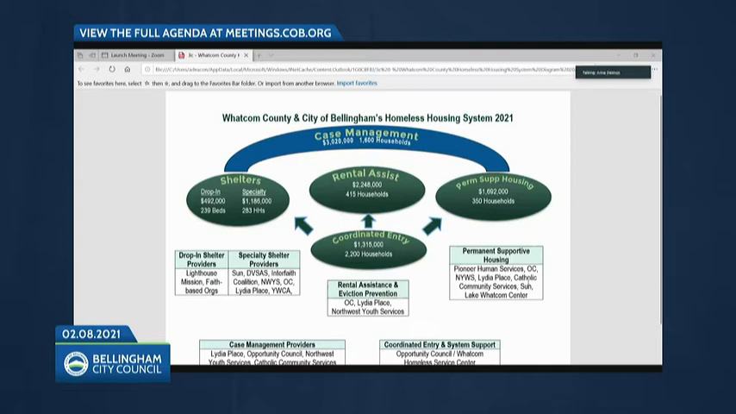We don't just give money to a household and expect them to get housing. It's just not that easy. As you know, the vacancy rate in this area is fairly low. And so we have case managers that work with people to not only assess their needs, but then to connect them to the services and the housing that's most appropriate for their future success. And so case management funding is critical.